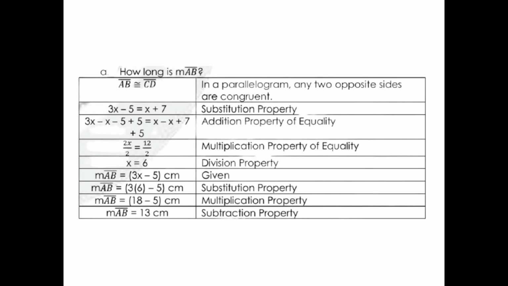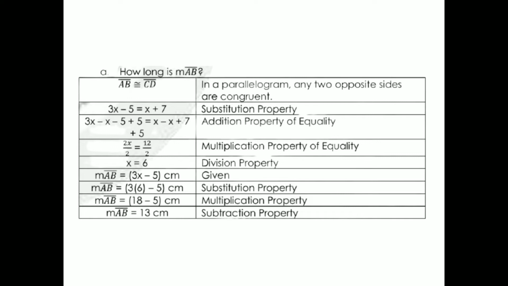Since side AB is congruent to side CD in a parallelogram, and the two opposite sides are congruent, equate lang natin sila para masolve natin yung value ng x. So through the process of substitution property, 3x minus 5 is equal to x plus 7. Then let's perform the addition property of equality. So magiging siyang 3x minus x minus 5 plus 5 is equal to x minus x plus 7 plus 5. O kaya pwede natin i-transpose na lang, given dun sa substitution property, yung value ng x sa kabilang side and then yung constant to the other side.